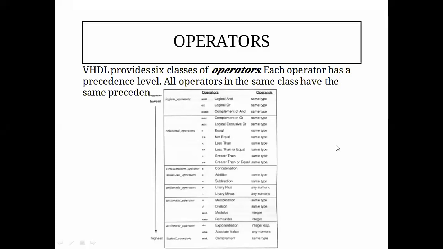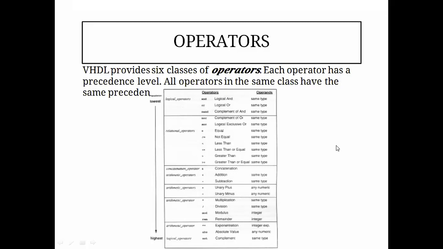What is this concatenation? Basically, this concatenation operator can be used with a one-directional array type or an element type. So if you want to use some array, you can use this concatenation operator also. So this arithmetic or adding operator class includes different operations: addition, subtraction, then concatenation. This is the fourth class of operators.